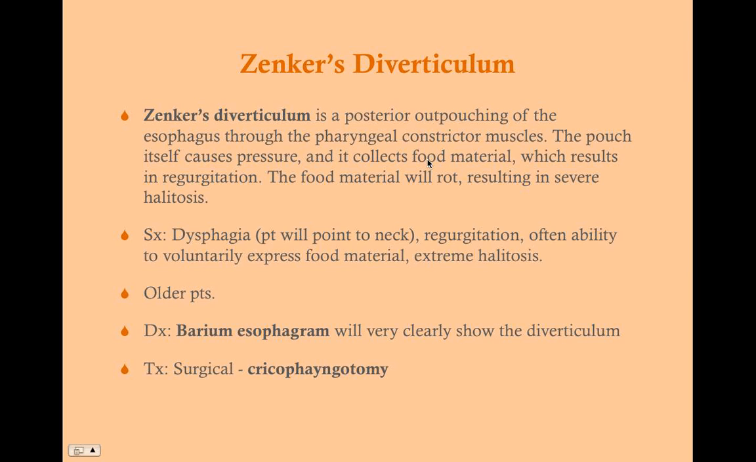The pharyngeal constrictor muscles are on the posterior side of the pharynx or of the esophagus, so the outpouching is going to be towards the back of the esophagus. Now what happens is that the pouch causes pressure, and so that pressure is going to be felt as a mass. It's going to be felt as a lump, or it could even be felt as food stuck in the esophagus.